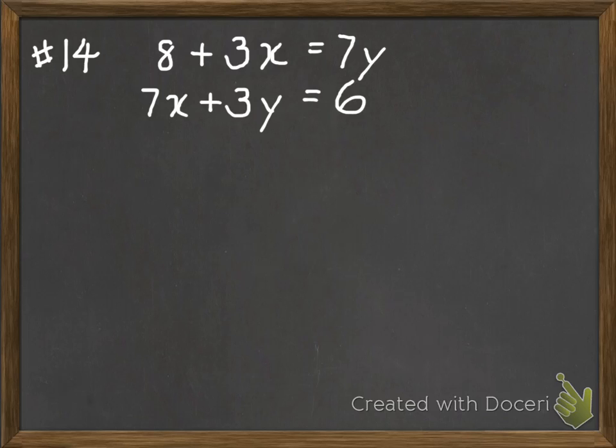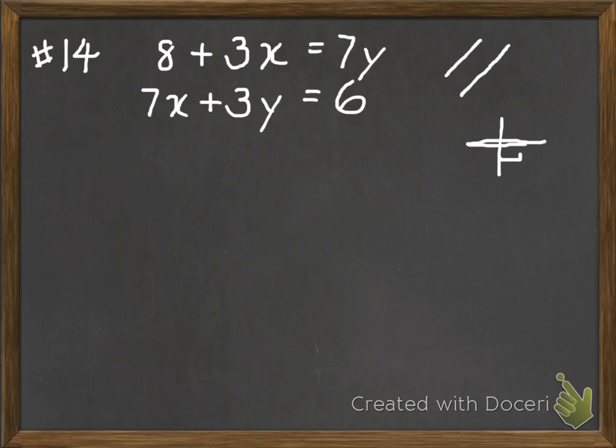Number 14. Determine whether this pair of lines is parallel, perpendicular, or neither. Well, to determine this, we need to know the slopes of the lines. If the lines are parallel, they're going to have the same slope. Parallel means like this. The slope is exactly the same. If the lines are perpendicular, the slopes are going to be negative reciprocals of each other. Perpendicular means at right angles to each other. So let's find the slope of each line and compare them.